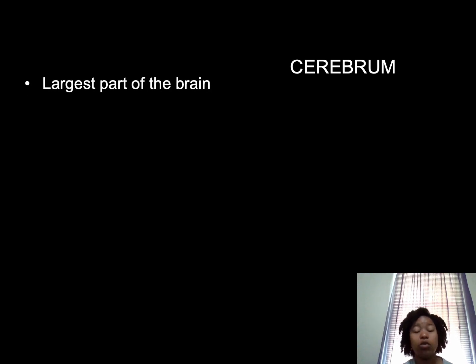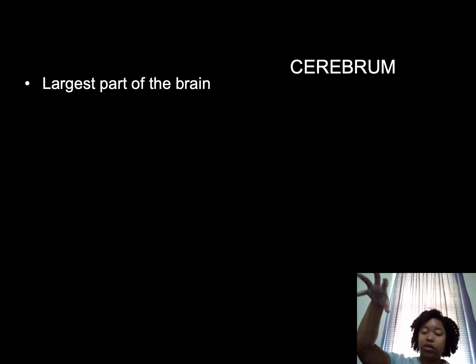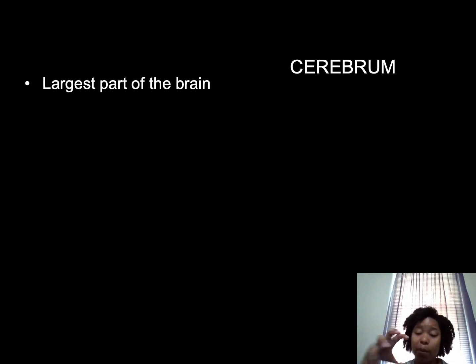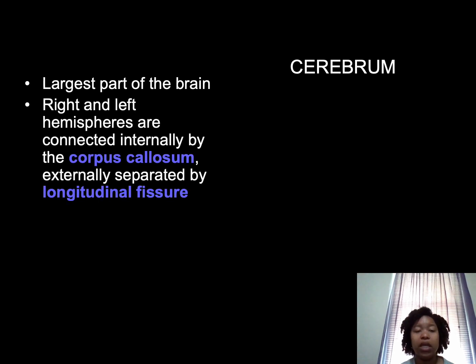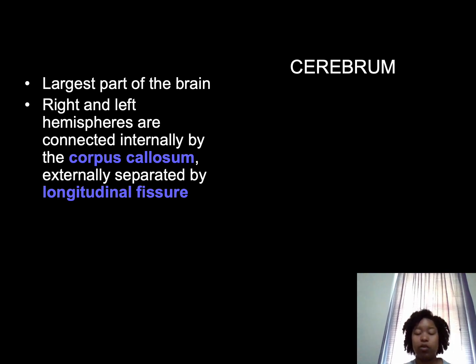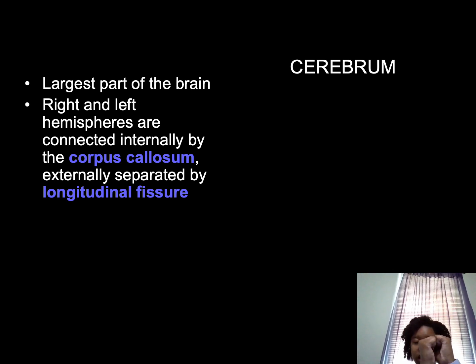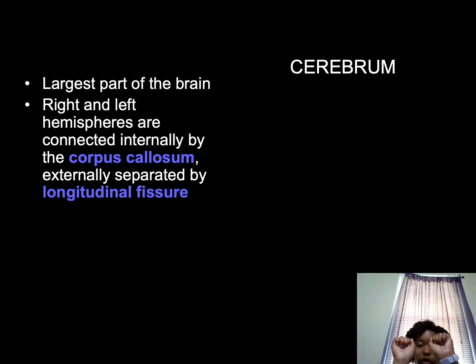Now we have the cerebrum, which is the largest part of the brain. That's that big part when you're looking at human brains, really what people think of when they think brain, that big mass that's in the front. It too has right and left hemispheres, and these are connected internally by the corpus callosum, and externally they're separated by the longitudinal fissure. So when you're looking at a brain, essentially it's like two fists together. This line up top that's separating the two hemispheres is the longitudinal fissure. But inside, when you pull it apart, there's kind of a space right there. That's going to be your corpus callosum, where they're connected internally.